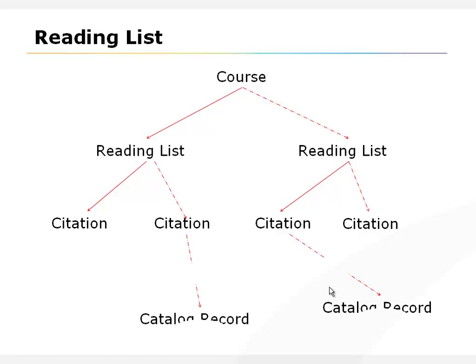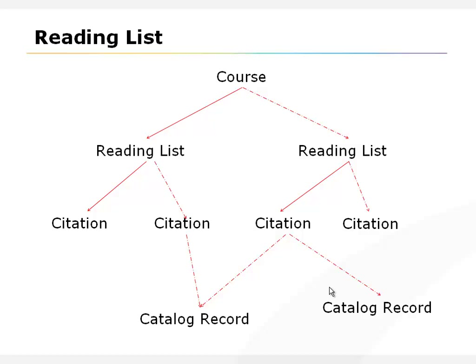In addition to that, a citation may be linked to a record within the library catalog. That is an optional link, so that citations may be linked to a catalog record, but may also not be linked to a catalog record. And in addition, a single catalog record may be linked to more than one citation, which actually would be not such a very rare scenario, where one record is actually used by more than one reading list for different courses. So that is just to keep the structure in mind.